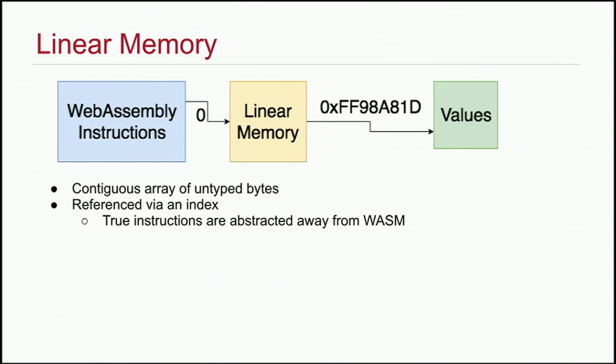There's no way that you can see the real address that something's living at from the WebAssembly side. You just know about the values that are there and their indexes in that array. Everything in there is untyped.